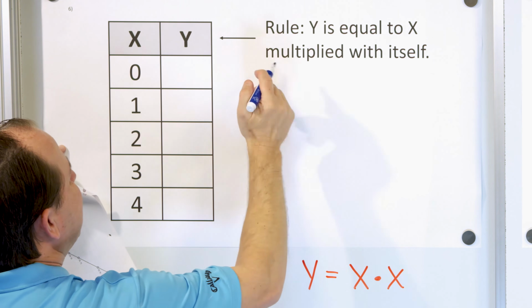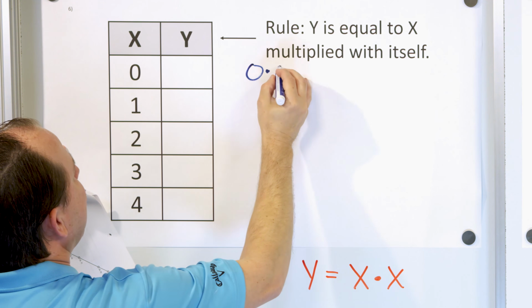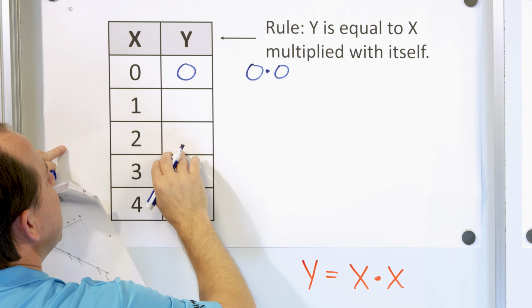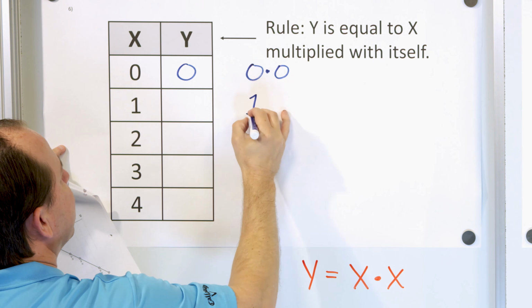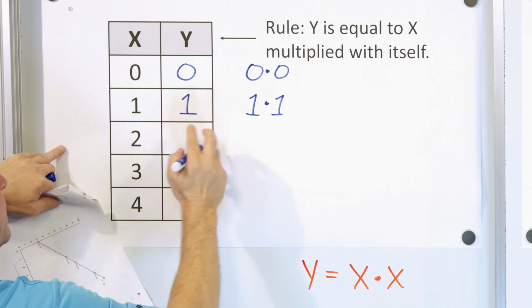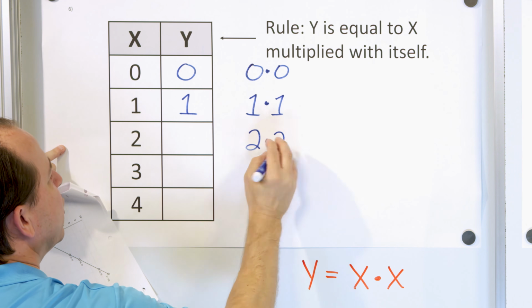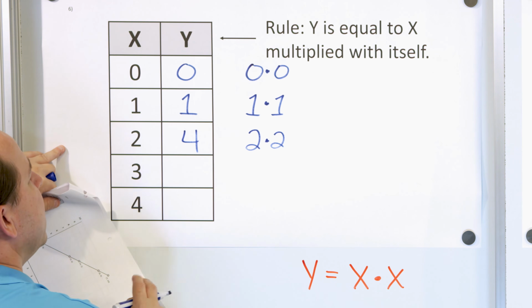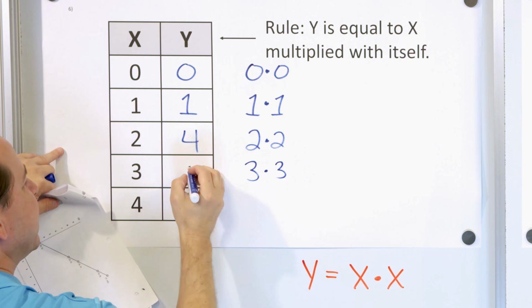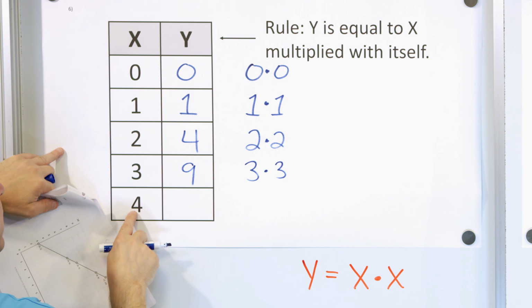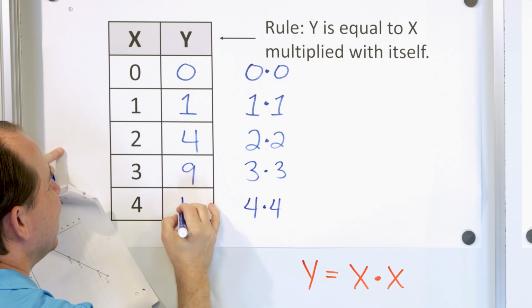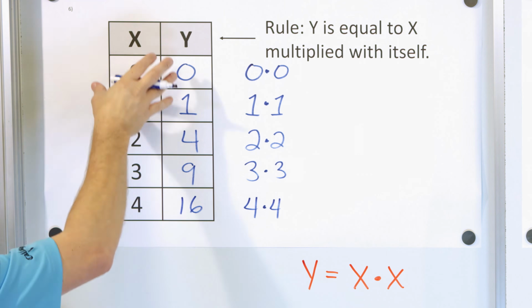So here, what is x? It's 0. We need to figure out what 0 is multiplied by itself. 0 times 0 is 0. There you go, 0. This one is x multiplied by itself. 1 times 1. What is 1 times 1? It's just 1. Here we have x multiplied by itself. 2 times 2. What is 2 times 2? That's 4. Here we have x is 3 multiplied by itself. 3 times 3. What is 3 times 3? 9. And finally, 4 multiplied by itself. 4 times 4 is 16. So here we have the table of values.